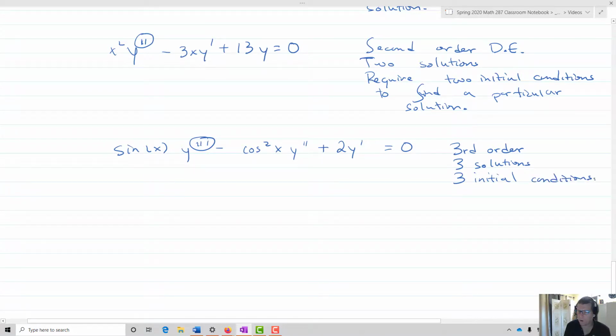So we've defined the order of the differential equation as the highest derivative or highest degree of the derivative. Okay. And that will define for us the number of solutions to the differential equation and the number of initial conditions as well that will be required to find a particular solution.